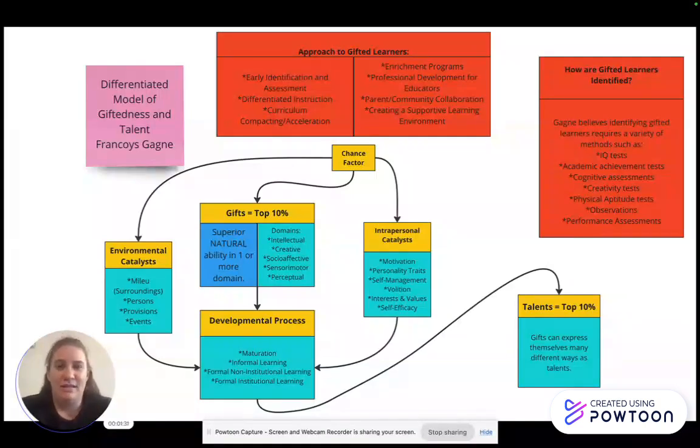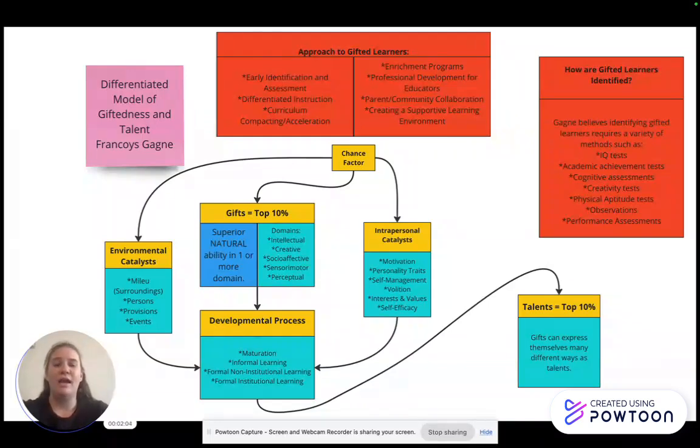The developmental process has four forms: maturation, informal learning, or the learning of basic skills that should be mastered really before a person starts school, non-institutional formal learning, which are self-taught skills, and formal institutional learning, such as learning that occurs in a school or a similar setting. That's usually the most common. This process is heavily influenced by the environmental catalysts as well as the intrapersonal catalysts.